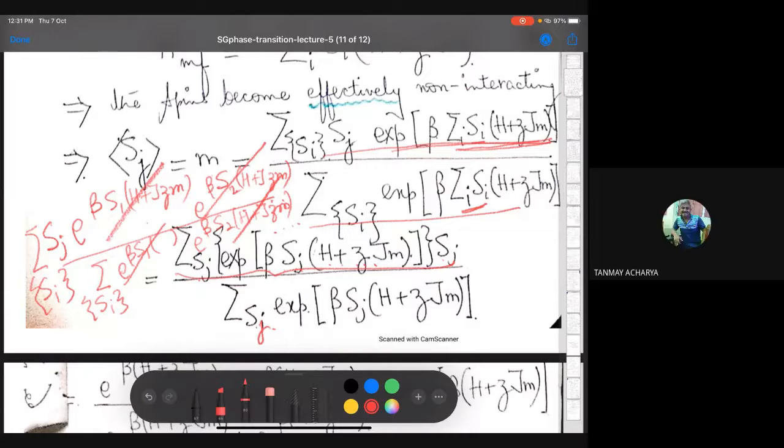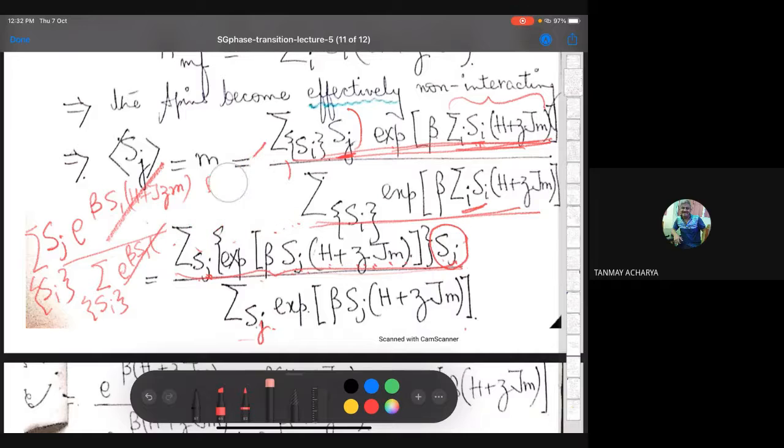Can you repeat once again the last line? Look at the numerator and the denominator. Which term will not cancel? The term that will not cancel is the term that contains Sj here. So that term is exponential beta Sj (H plus JZM) Sj, summation over only Sj, divided by this. Why doesn't it cancel? Because of the term here, Sj. It's a trivial thing, no?